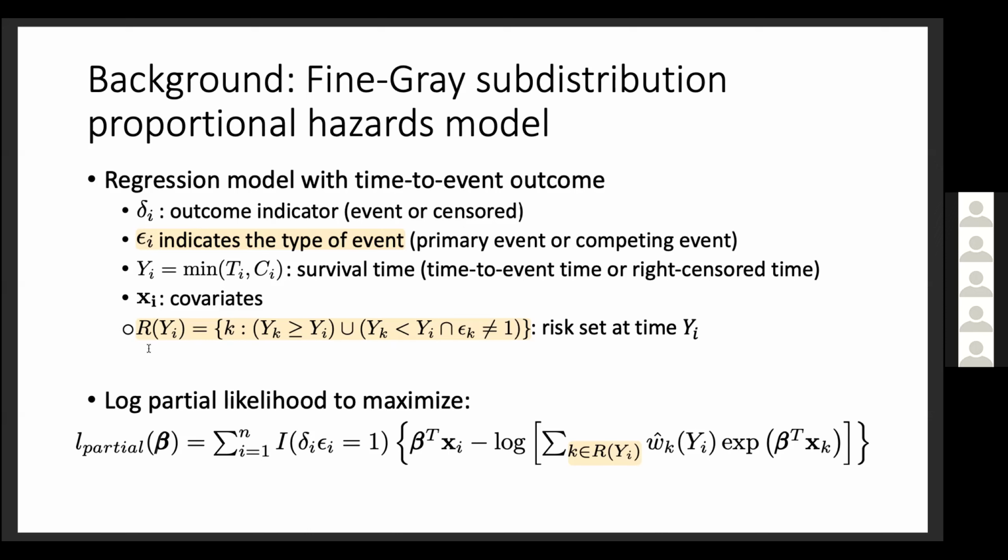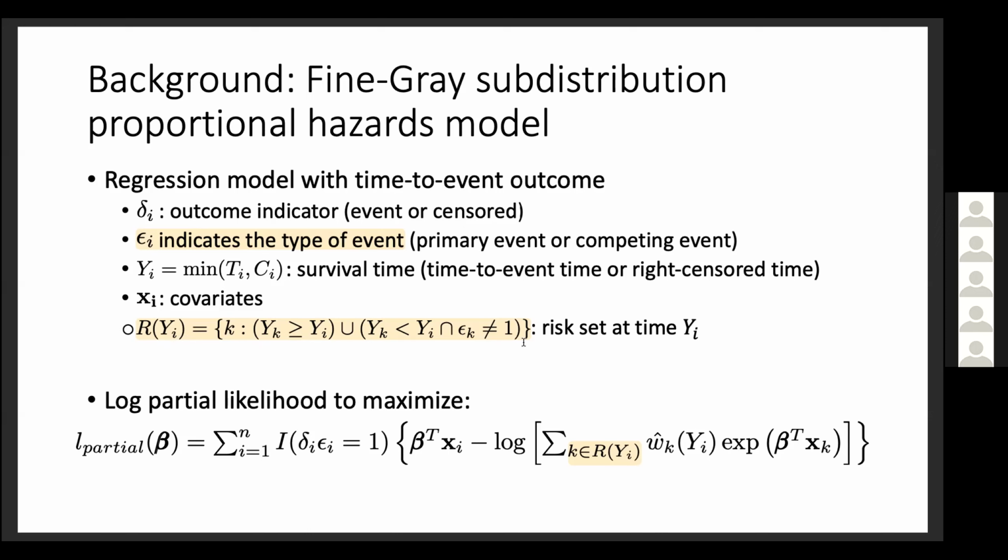And again, I want to emphasize the definition of the risk set here. The risk set is actually the union of two disjoint sets. The first set is the same as in the Cox model. It contains the individuals that have not experienced the primary event or any type of event at time y_i. But the second set contains the patients that have already experienced the competing event at time y_i.